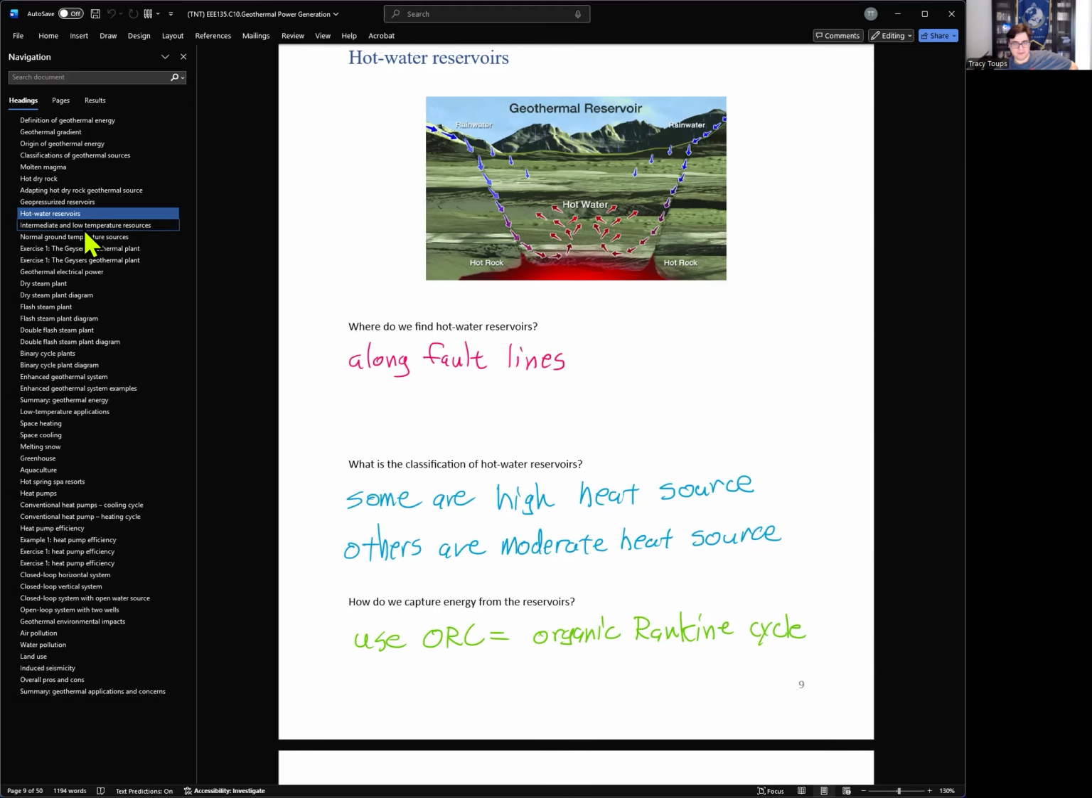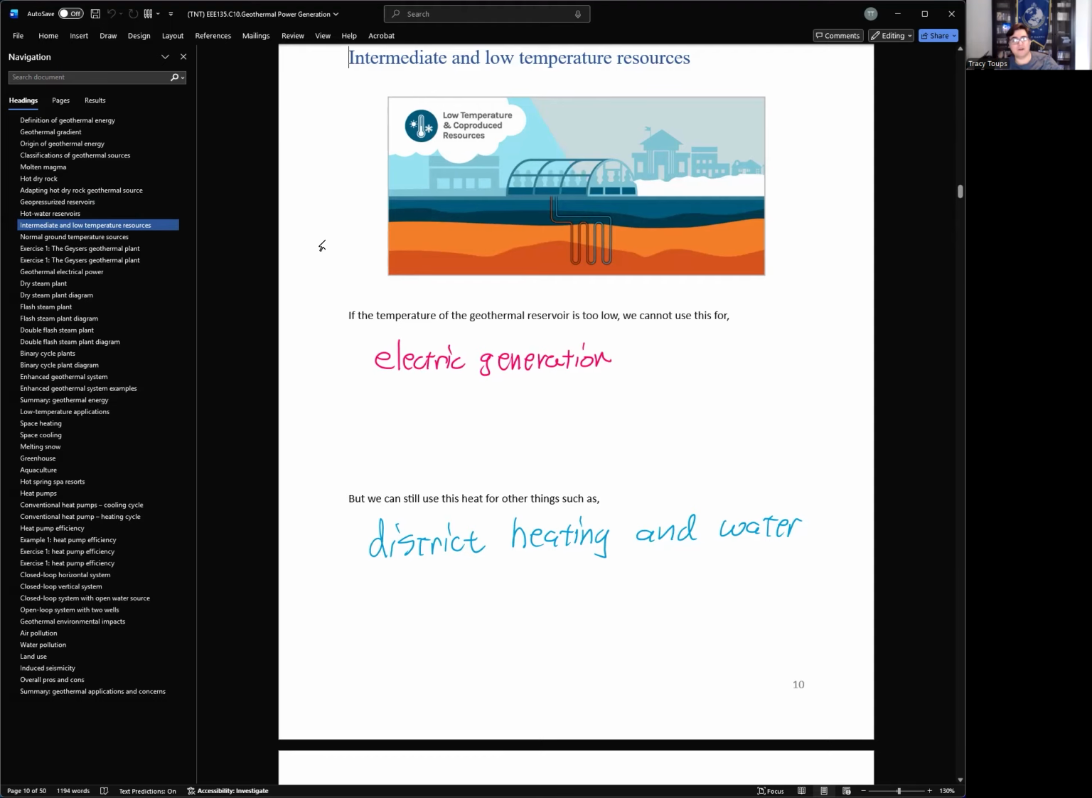So as you can see, there's different levels of geothermal sources, and if we're smart enough, we could use different generation types and systems to harness all levels of geothermal sites, because every one of them is useful in some form or fashion. Okay. So we talked about the high temperature ones. Let's talk about the intermediate and low temperature sources.